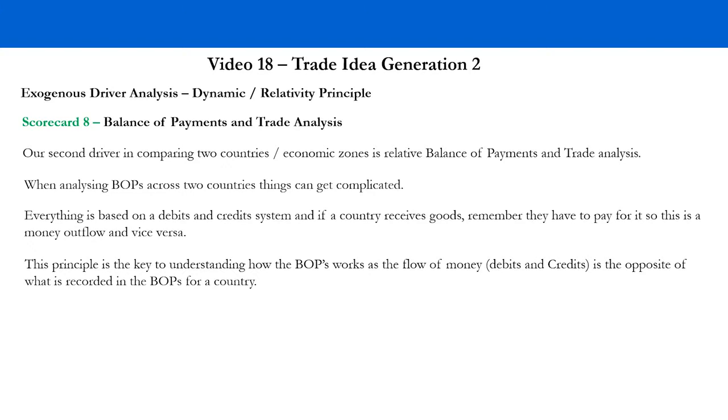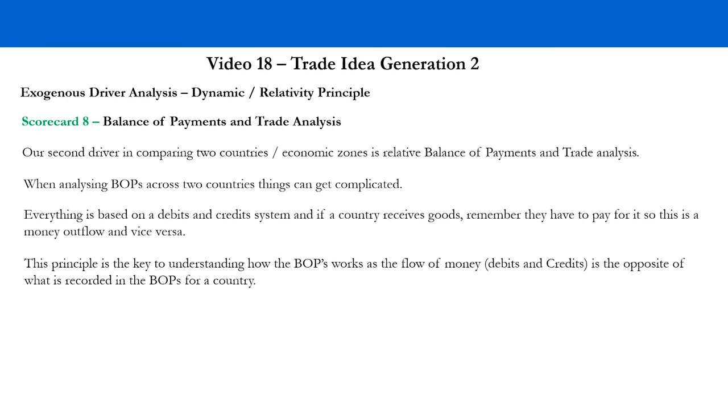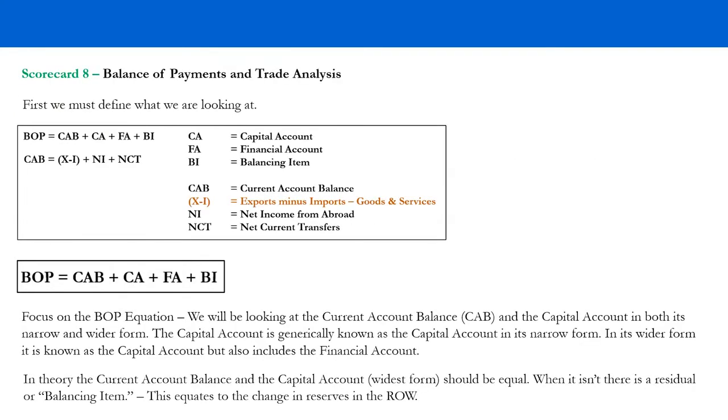And this is really key to understanding how the balance of payments works. We need to understand the flow of money and keep this in the back of our minds all the time. So always keep in the back of your mind, as we're going through things here, that it's a debit and credit system. And the debits and credit system, the flow of money, is the opposite of what's actually recorded in the balance of payments for a country. So keep that principle in the back of your mind as we're going through things.